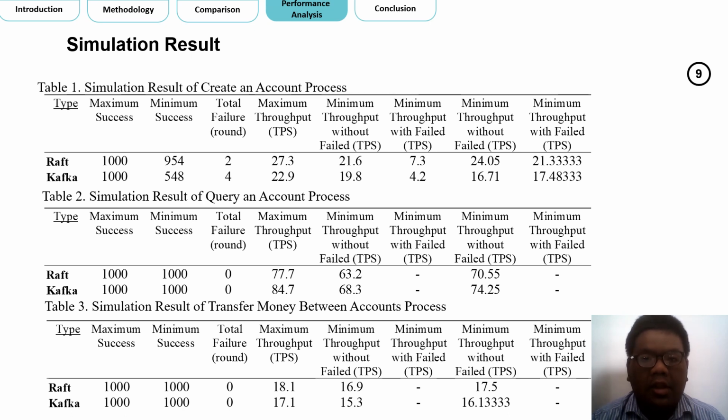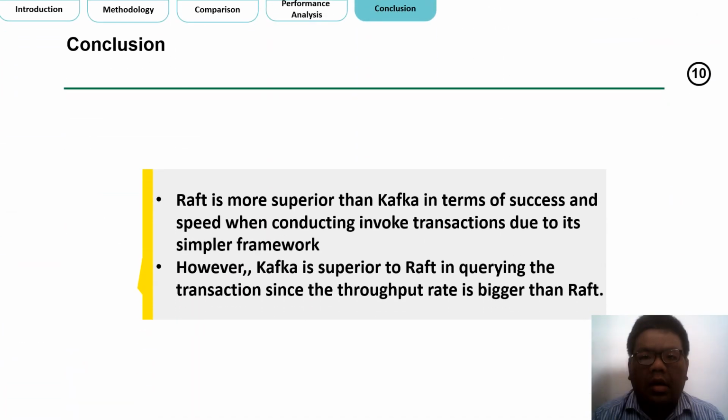Second, batch timeout and batch size are not suitable for Kafka, so there is a failure in the block making process. From the research obtained, it is known that Raft is more superior than Kafka in terms of success and speed when conducting invoke transactions due to its simpler framework. Or we can say Raft has the Raft center which is created directly from ordering service nodes, unlike Kafka, which requires Kafka brokers and zookeepers ensemble.